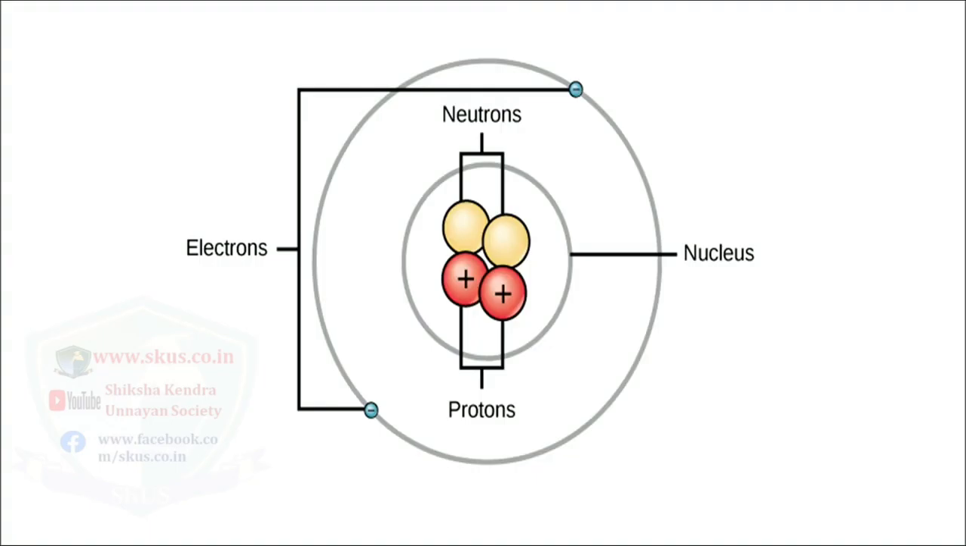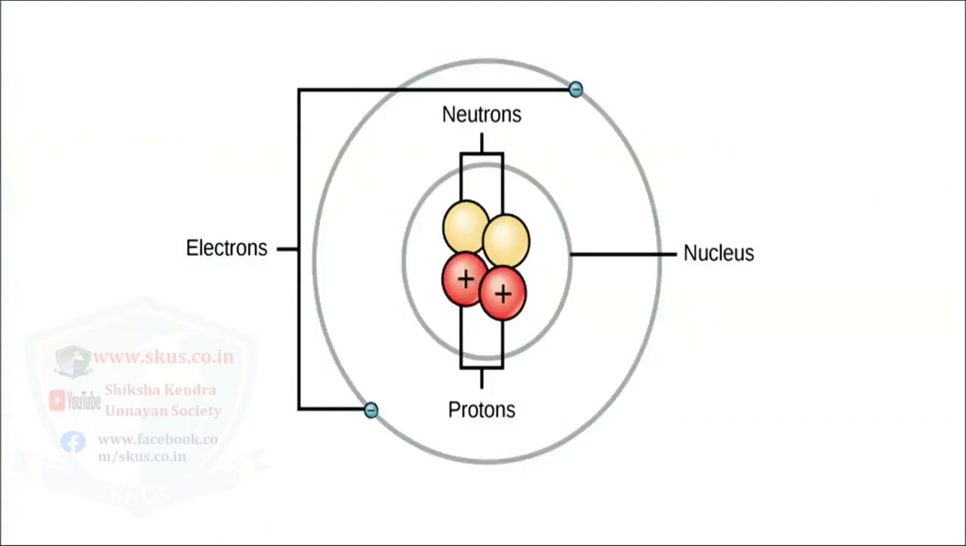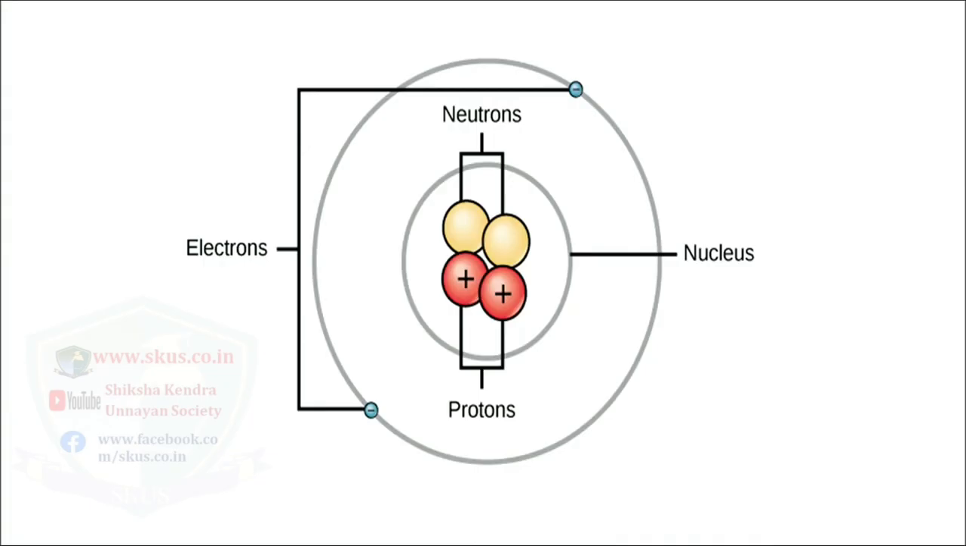Now let us see the structure of atom where the electrons and protons are present. This is the structure of atom. We see that in the nucleus we have two types of particles. One is proton, that is positively charged, and the other is neutron, that is having no charge. And electrons are revolving around the nucleus in shells. So these electrons are negatively charged particles, and in an atom the amount of positive charge and negative charge is equal.